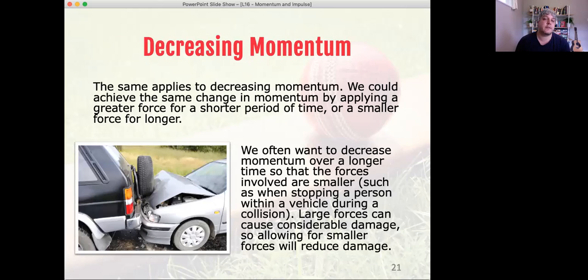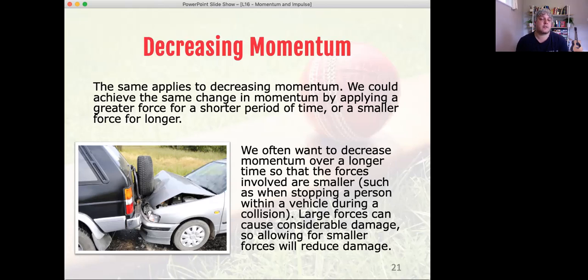When we're trying to decrease momentum, we could achieve the same change in momentum by applying a greater force for a shorter time or a smaller force for a longer time. We often want to decrease the momentum over a longer time so the forces involved are smaller, such as when stopping a person within a vehicle during a collision. A large force can cause considerable damage, and so by taking longer to slow that person down, you can do less damage to them and they can receive fewer injuries.